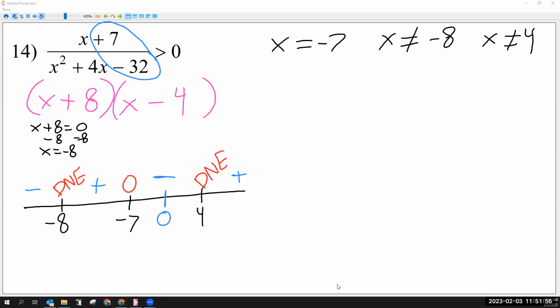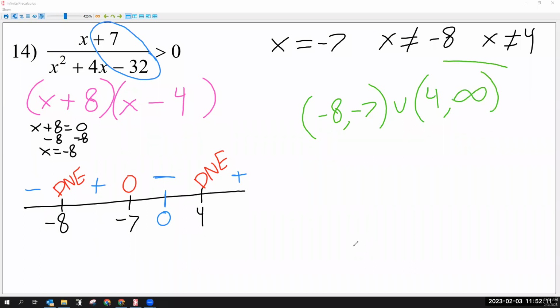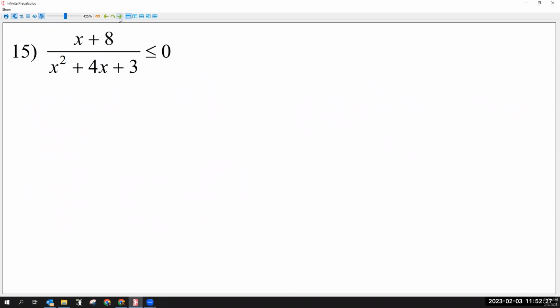Do I want positive or negative numbers? So I'm saying parentheses, -8, comma, -7, and 4 to, good on that one? Okay, so we're gonna skip over number 15. It's pretty much the same. Look at 16 and 17, and then we'll call it quits on this part.